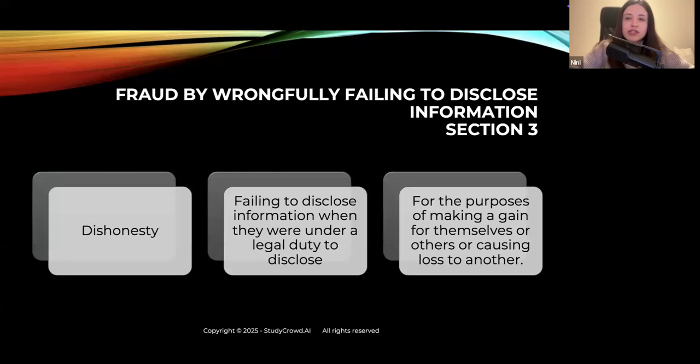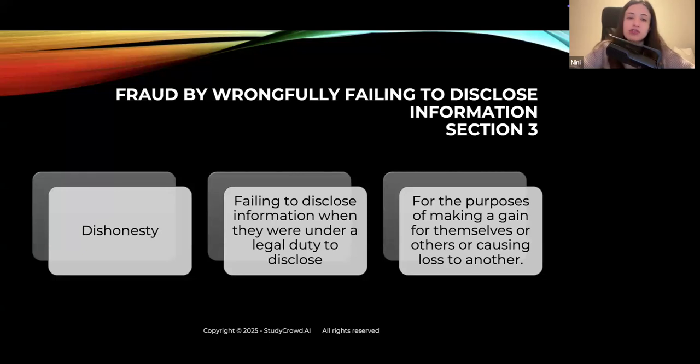Fraud by wrongfully failing to disclose information. This is Section 3. Before we were talking about Section 2. So about Section 3, this is a bit different. But what you need to prove here is similar. Dishonesty should be proved for all kinds of fraud. It doesn't matter if it's Section 2, 3, or 4. Dishonesty applies. So always explain what the dishonesty test is under Ivey and apply it to the facts of the case.